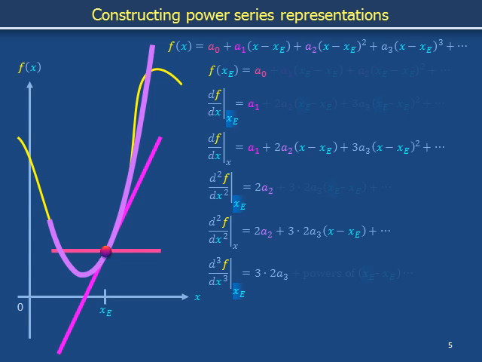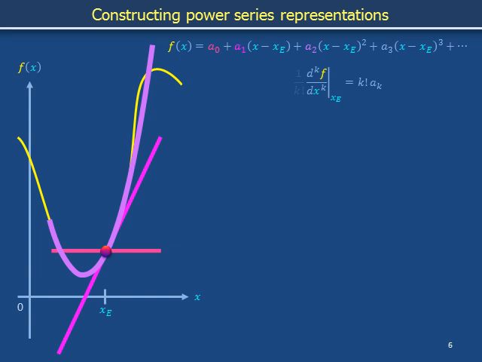The equations constraining the values of a0, a1, a2, and a3 running down this page, and analogous equations in principle continuing through the bottom of the page, can be summarized by the equation: the kth derivative of f, d^k f/dx^k, evaluated at x equals x sub e, equals k factorial times a_k. Dividing out k factorial, we find that a_k equals the kth derivative of f divided by k factorial.